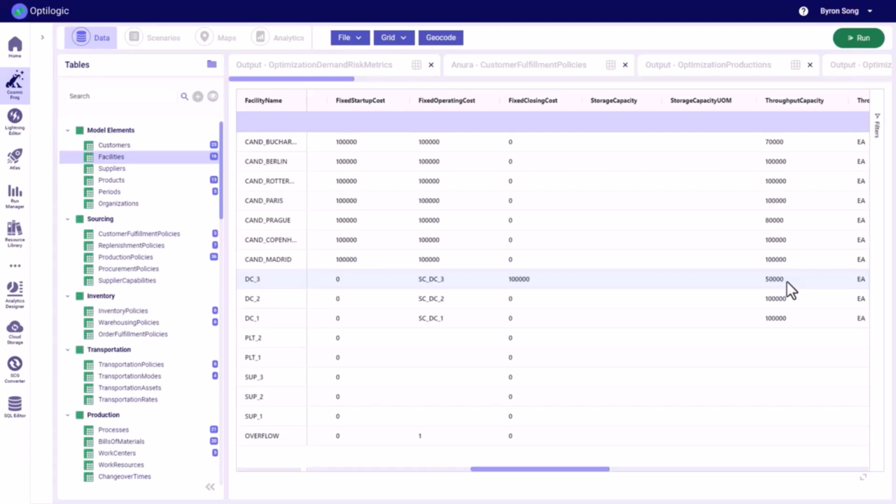Therefore, for one of the scenarios, we're going to consider closing this DC3. Here again, we've defined a fixed closing cost. If the model wants to close the DC, this cost will be triggered.